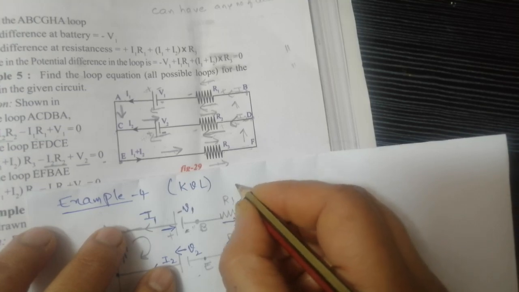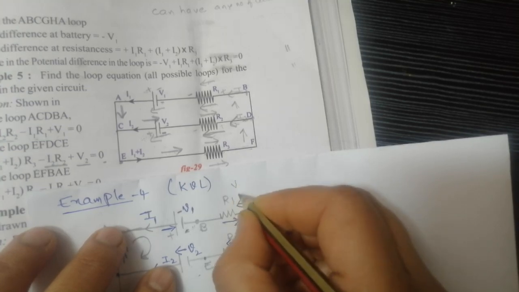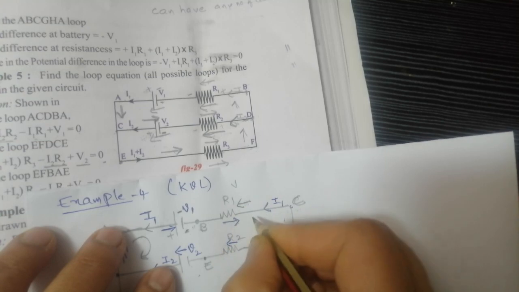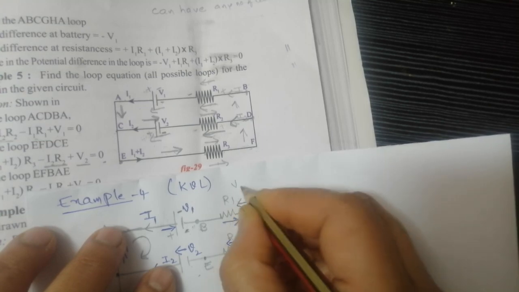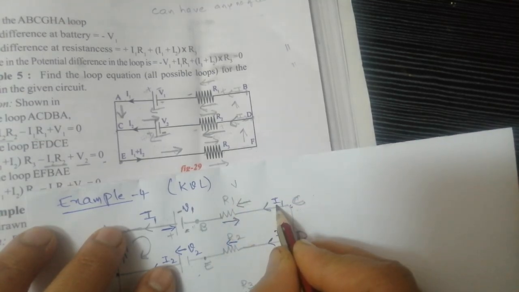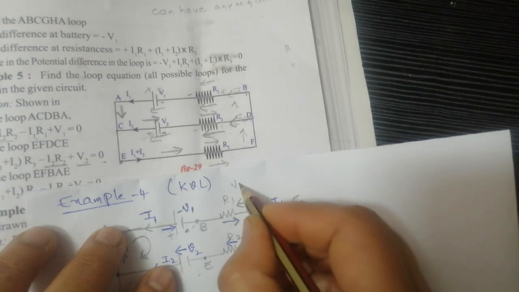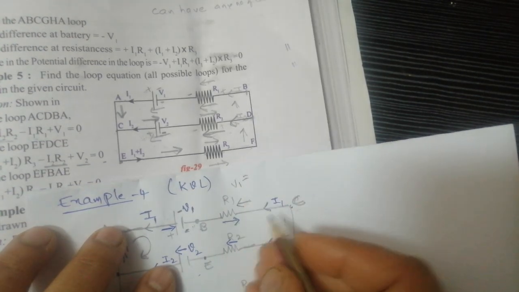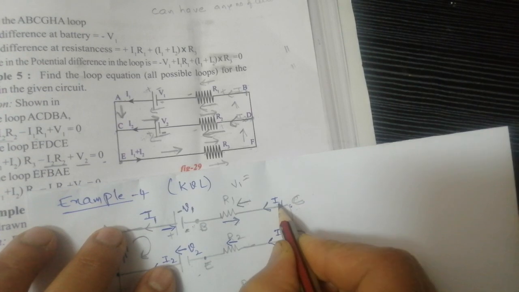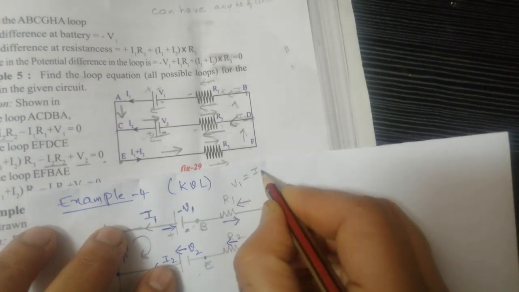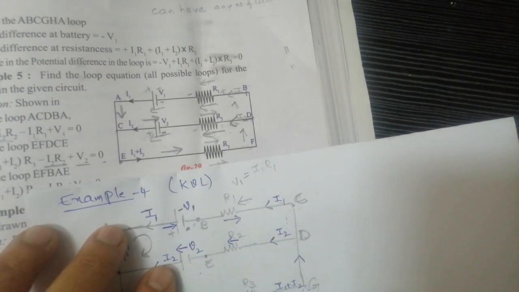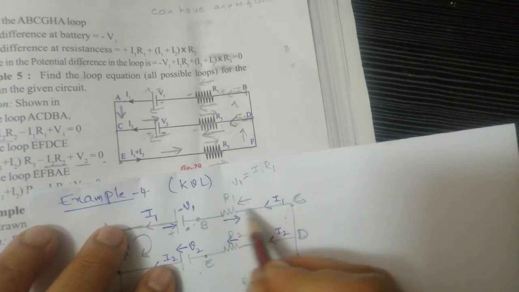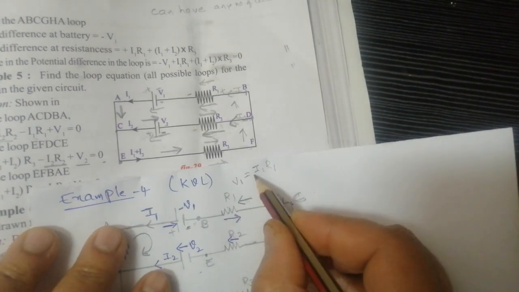Means what will we write here? Potential difference. What will we write here? The current potential difference is I. What is the current flowing here? How will we write the potential difference? V is equal to I1 R1. Okay, I1 and R1 here. So here plus we have taken.